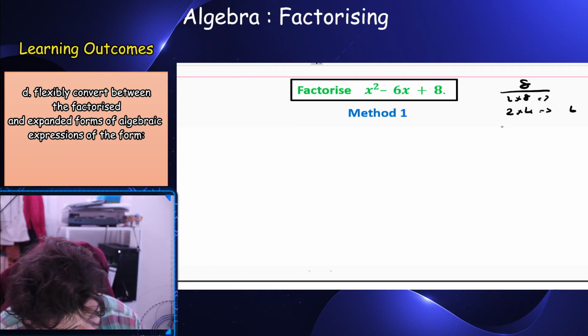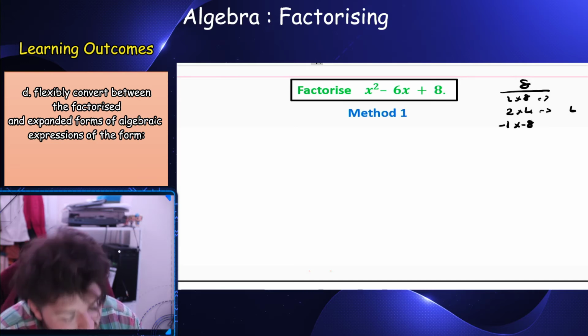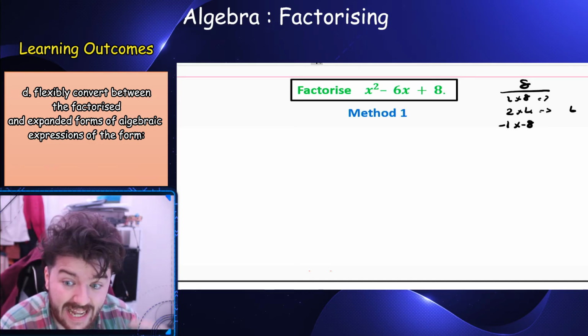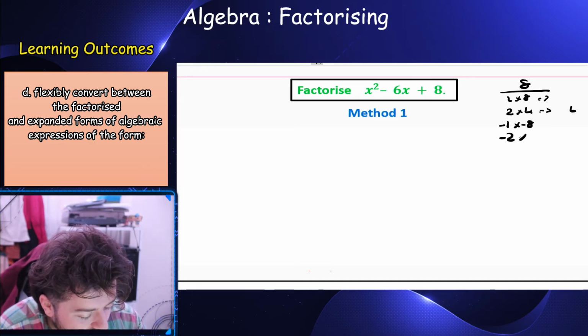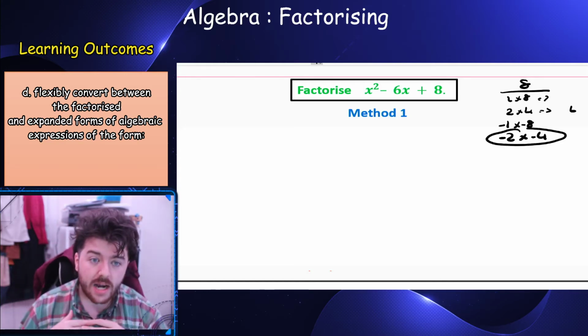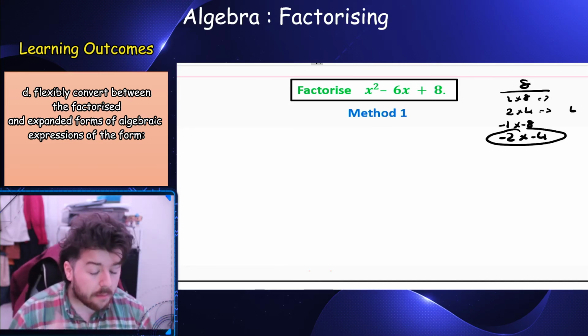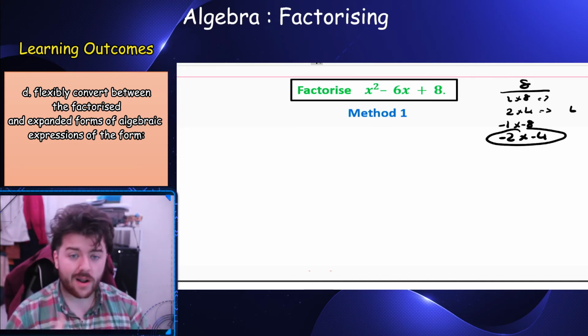So I have minus 1 times minus 8. So minus 1 times minus 8 is 8. Then I also have minus 2 times minus 4. That's the one I'm going to be using here, because minus 2 times minus 4 is positive 8, but minus 2 minus 4 is negative 6.